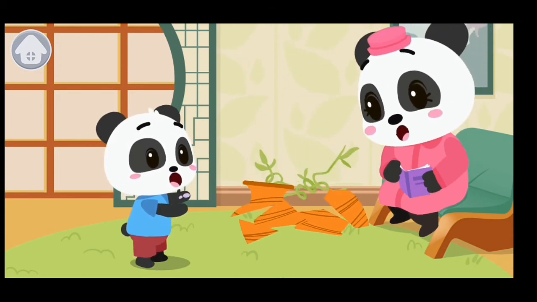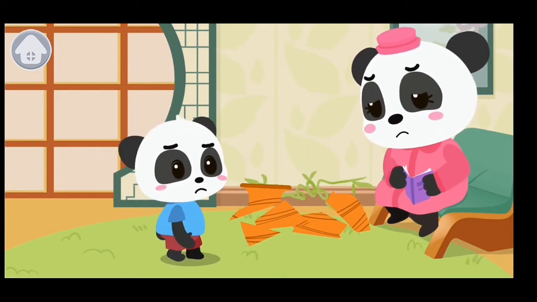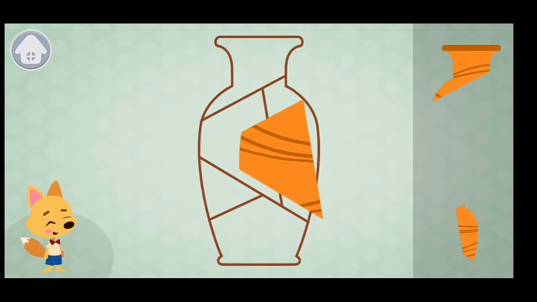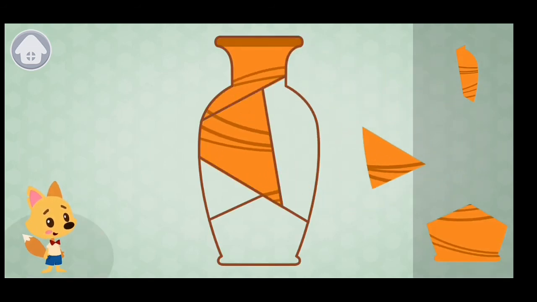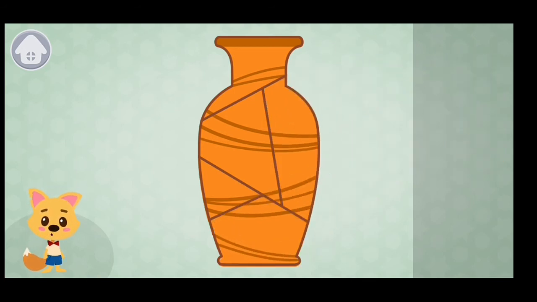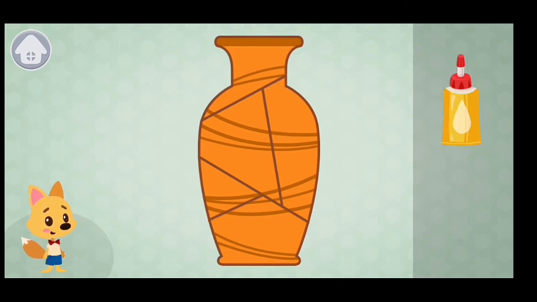Panda has broken the vase and his mommy is very sad. Let's help Panda to fix it. Let's put all the pieces together. Perfect. Now let's glue the pieces and give the vase some time to dry.